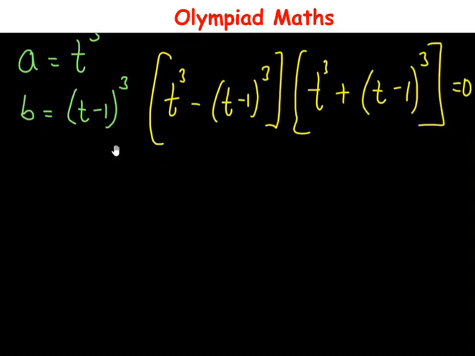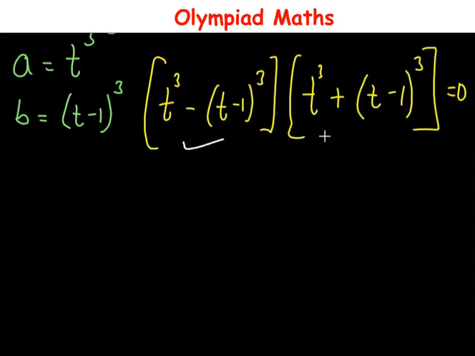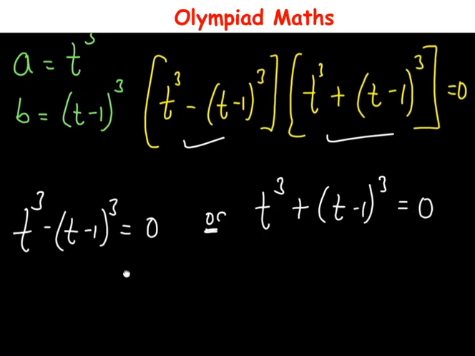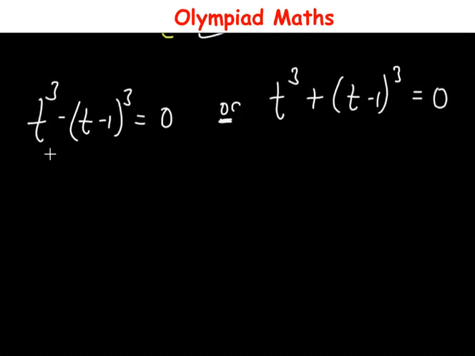From here, we can equate this to 0 or equate this to 0. For the first one, we have t^3 − (t − 1)^3 = 0. For the second one, we have t^3 + (t − 1)^3 = 0. Solving the first equation first, now looking at this, we have a difference of two cubes.